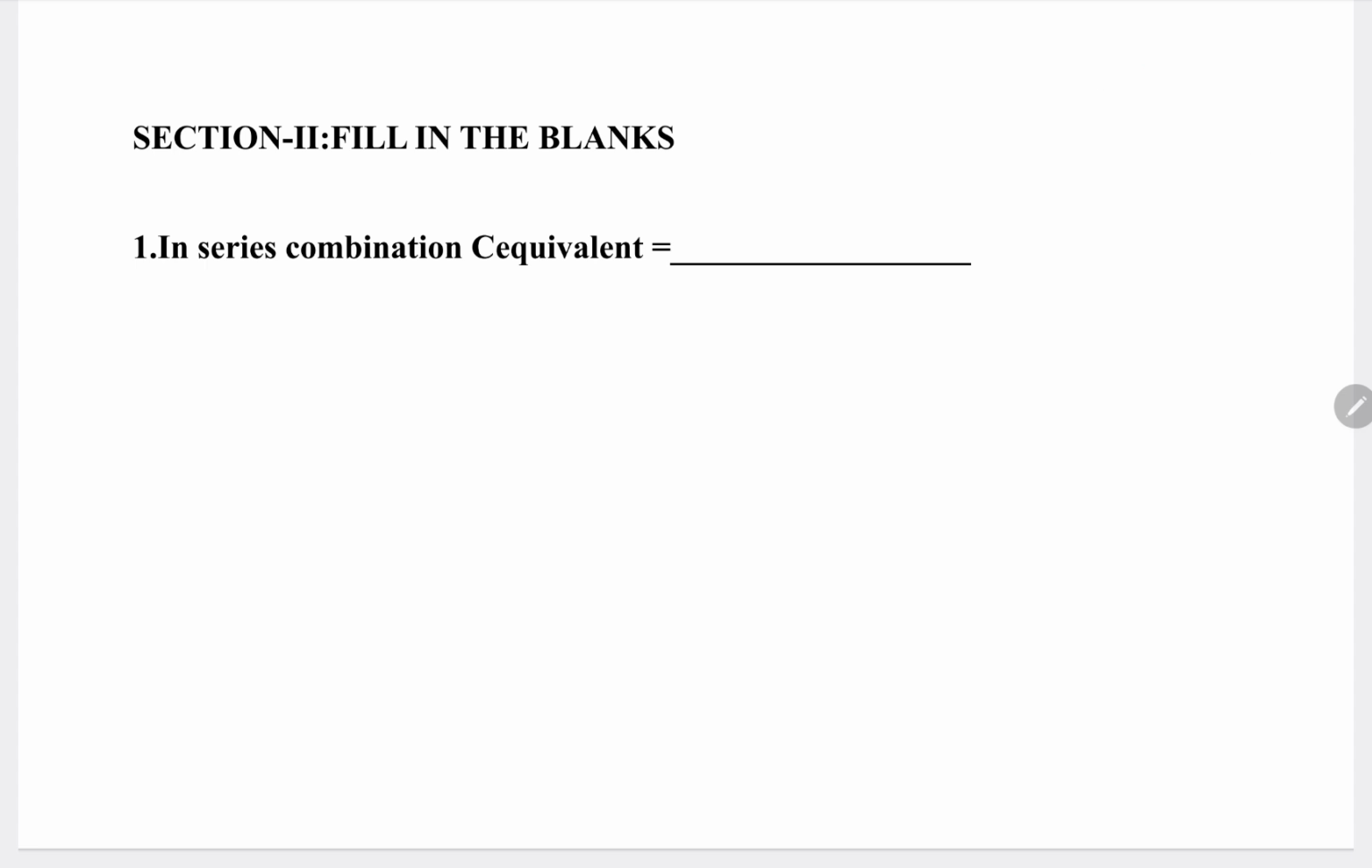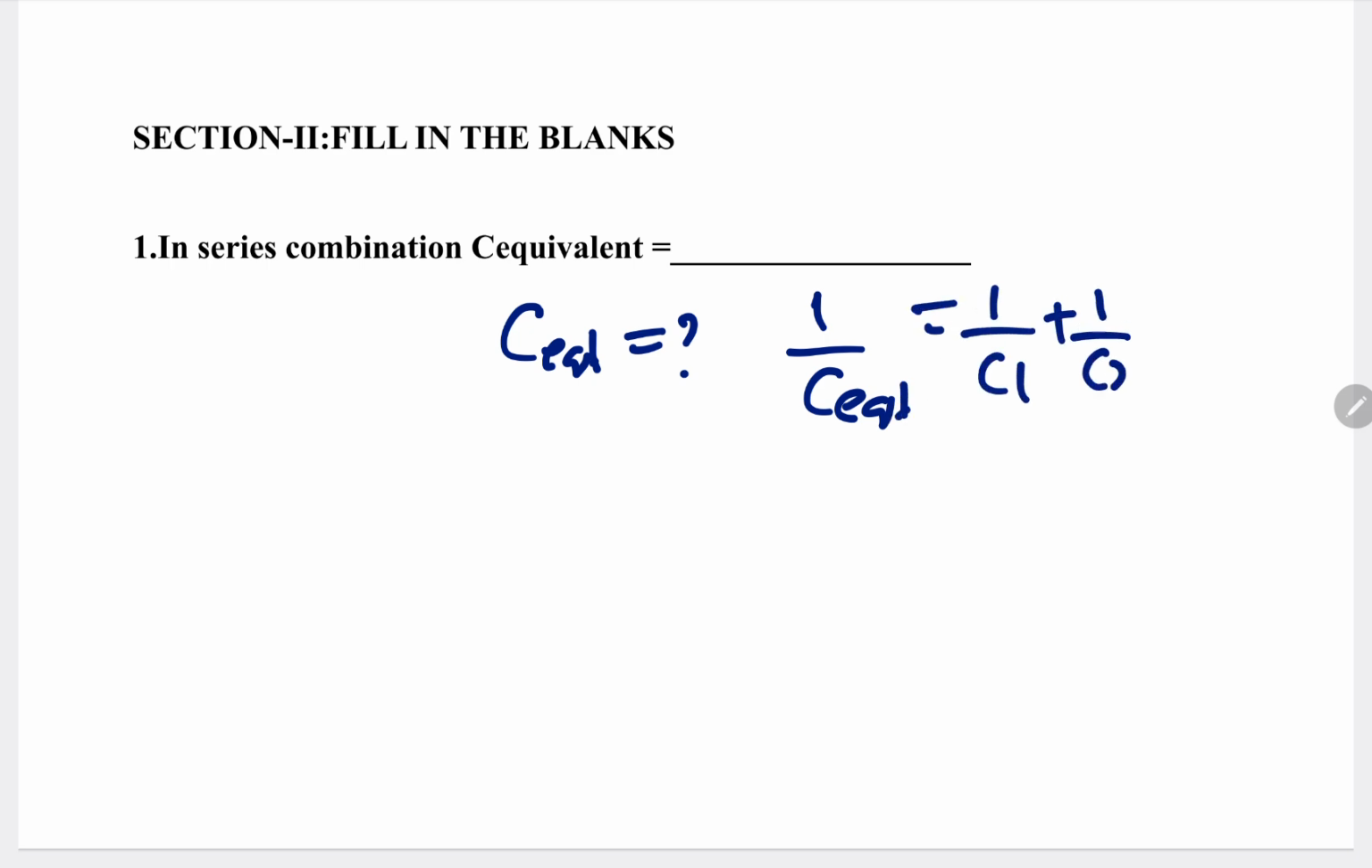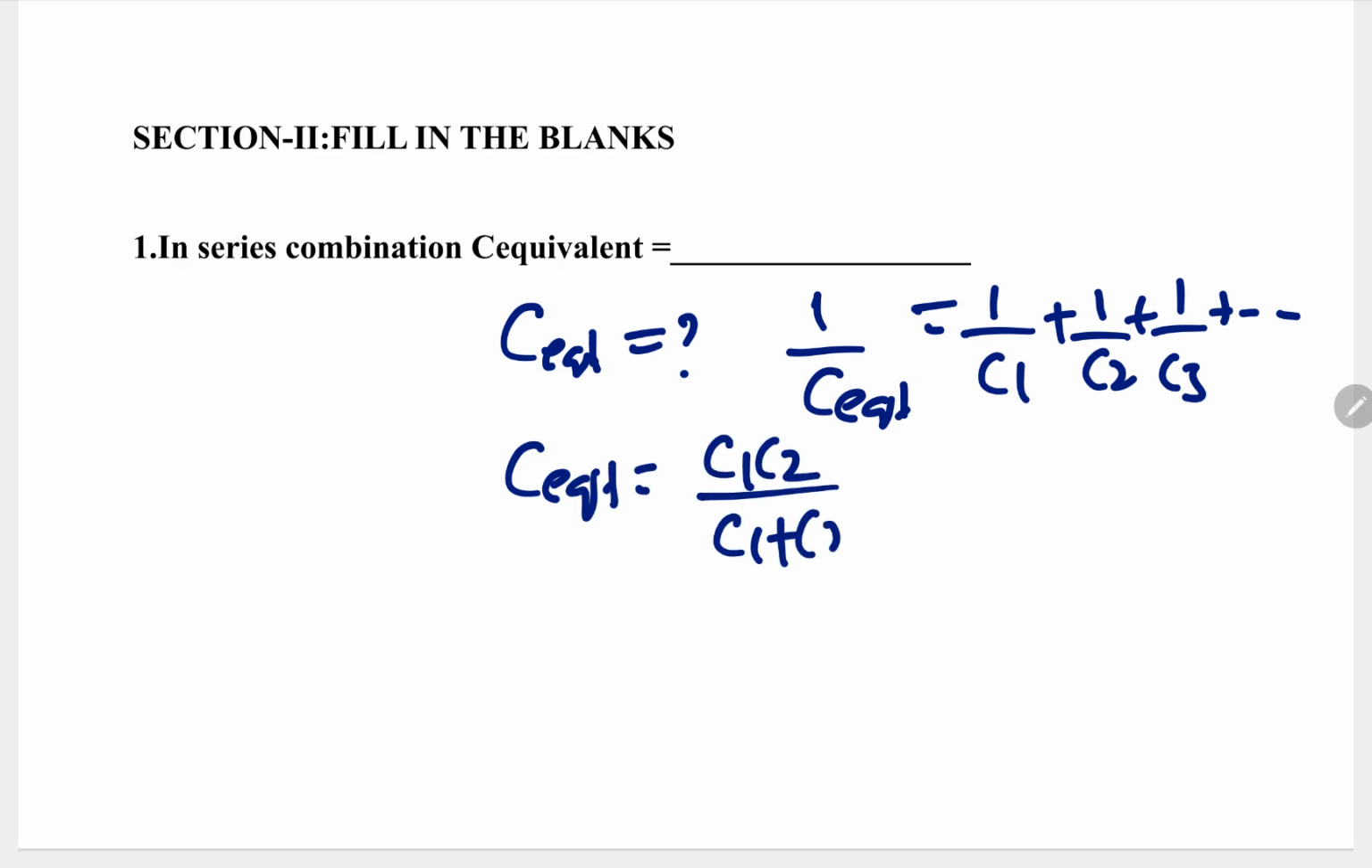always remember, for resistors it is R1 plus R2 plus R3, but for capacitors it is the opposite of resistors. So in series combination, to calculate C equivalent, 1 by C equivalent is equal to 1 by C1 plus 1 by C2 plus 1 by C3 and so on, and if only two capacitors are connected, then C equivalent is equal to C1 C2 divided by C1 plus C2. This is the equivalent capacitance formula when they are connected in series.